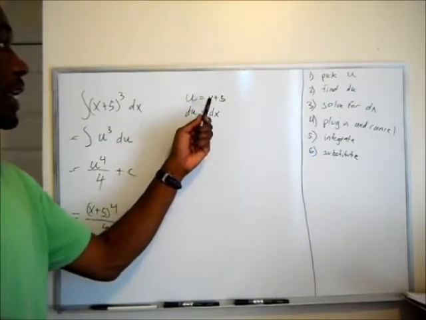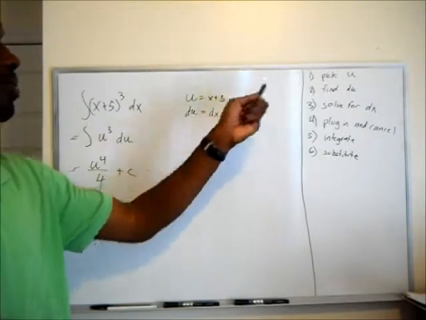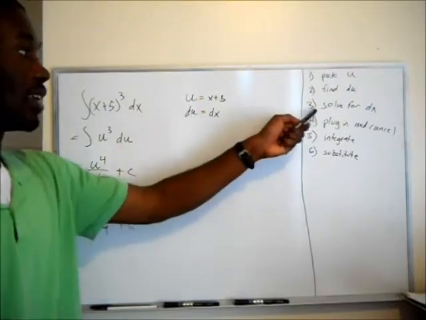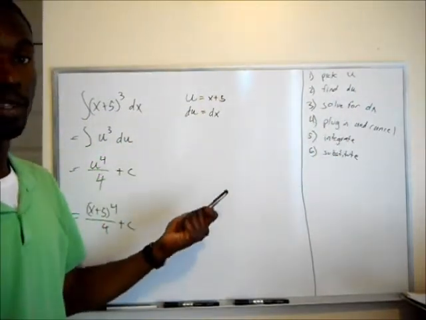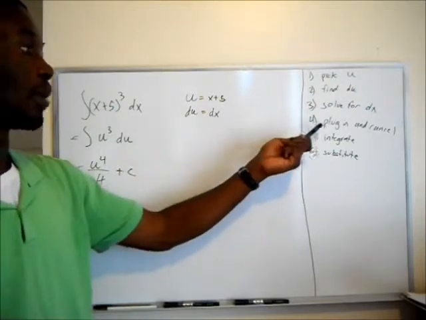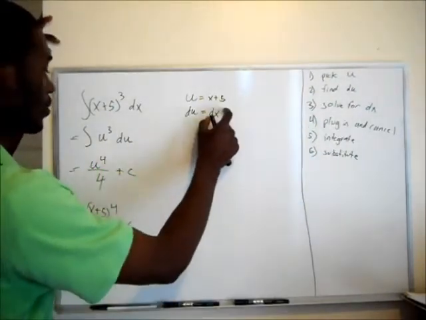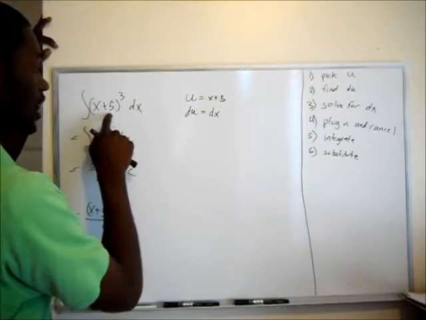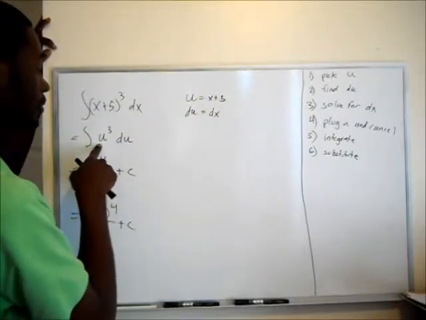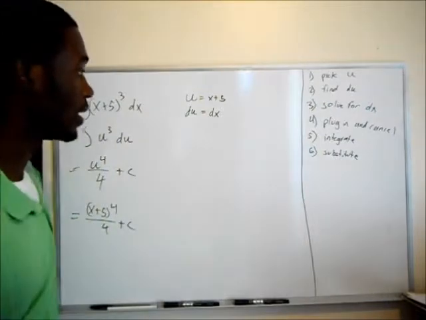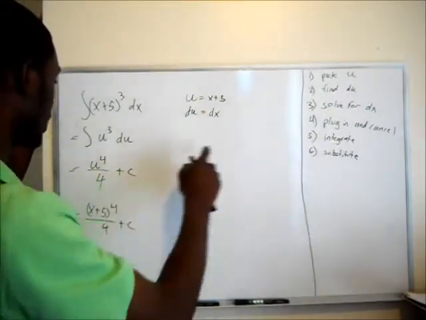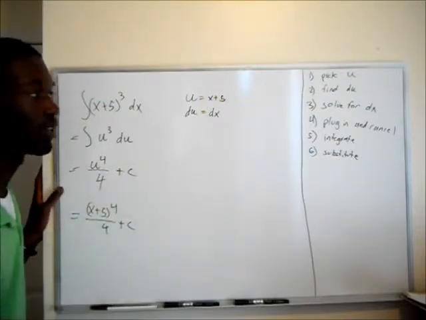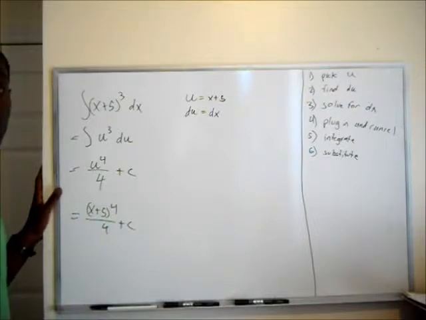Okay, so I picked my u to be x plus 5. Then I found du by taking the derivative of both sides. So implicitly I get du equals dx. Next I solve for dx. I don't have to do any work because it told me that dx equals du. Now I'm going to plug in and cancel. I'm going to plug in what dx is, which is just du, plugging in x plus 5 to be u right here. So that's the substitution I made. And then I'm going to integrate. So now it's just going to be u to the 4th over 4. Then I'm going to substitute back in what I started with. Those are the basic steps to solving substitution problems.